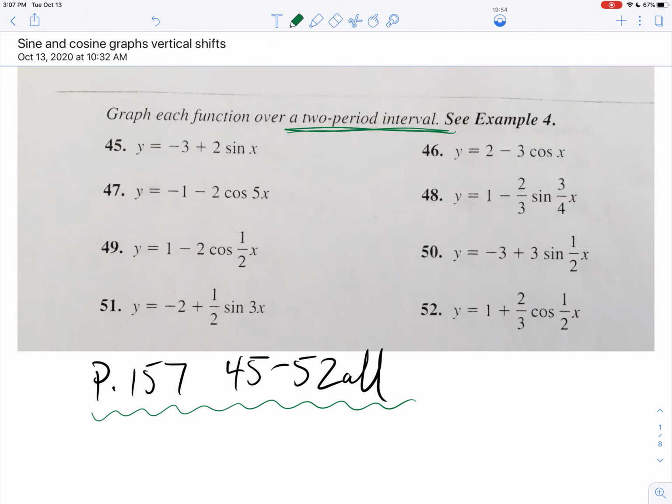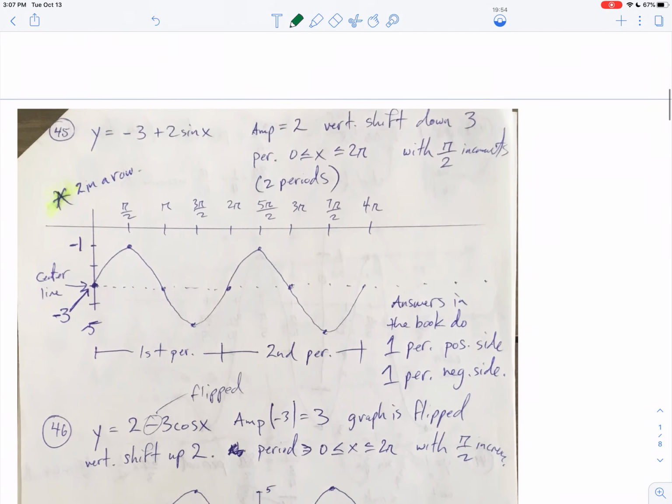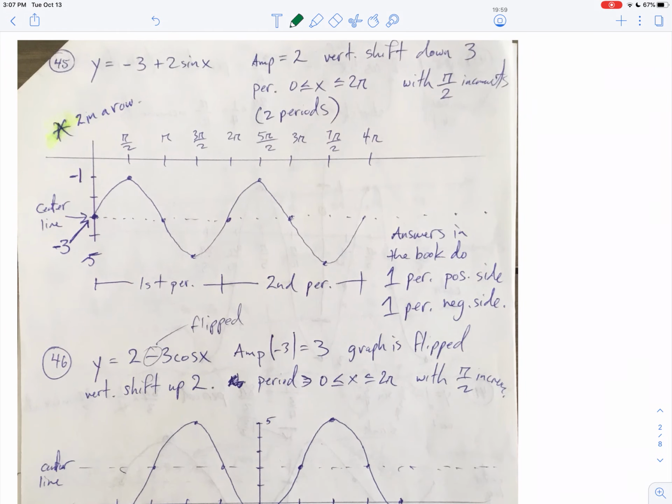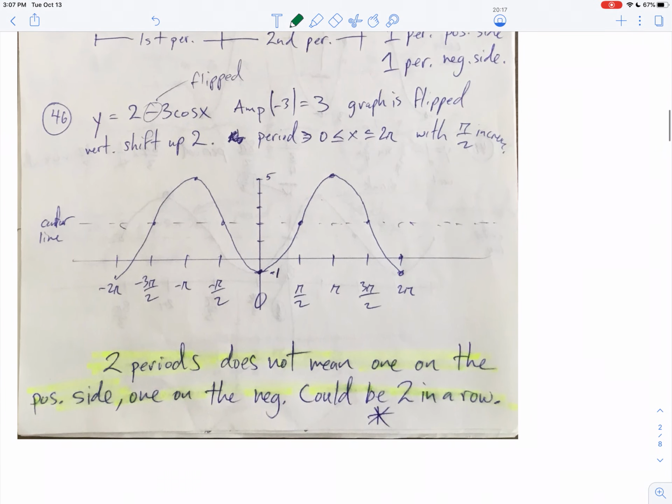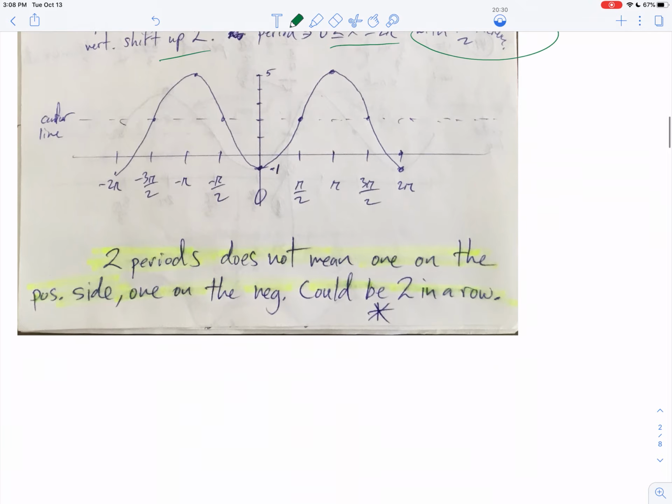So you'll see in my answer key, oh, by the way, pause it, take a picture of it. You'll see in my answer key, look, I did the very first one, I did 2 in a row. I marked my center line, right? And I went down, center line. And then I went 2 periods back to back. All right? But in the book, they did theirs half left, half right. So I did the rest of them like that. But I marked little pieces of information here along the way. Since we're talking about a vertical shift, it's a brand new concept. So take a picture of it.